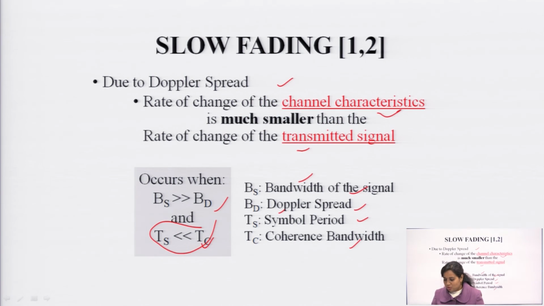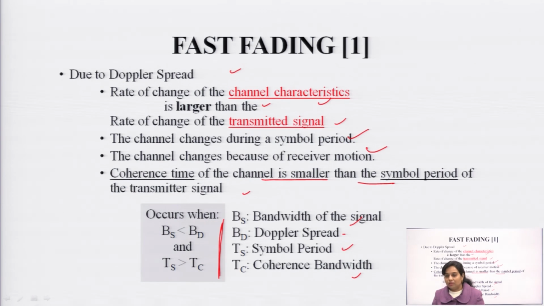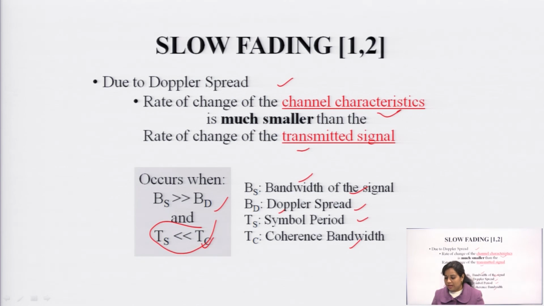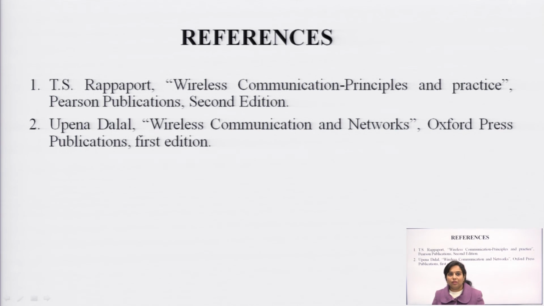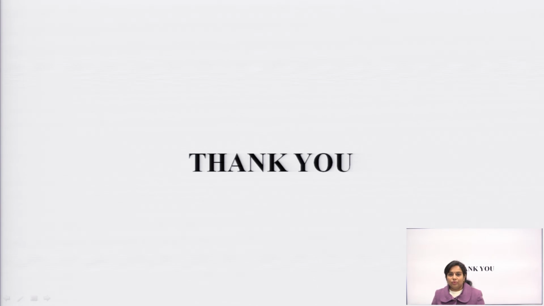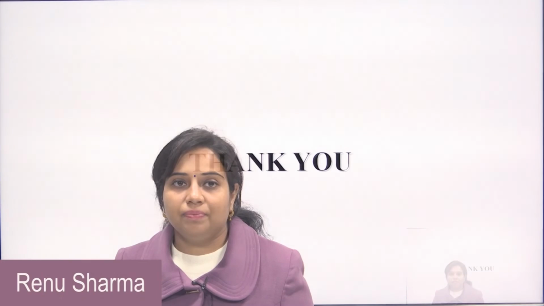Now, next is the fast fading. Fast fading is when the receiver moves at a very fast speed, and slow fading is considered when the receiver is moving at a very small speed. So, this is all about today's lecture. These are the references. Thank you.